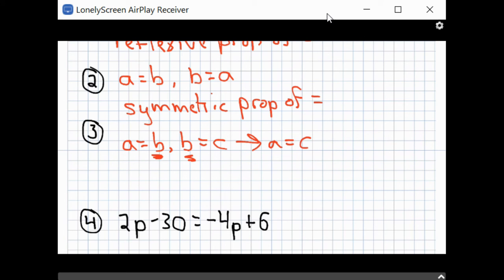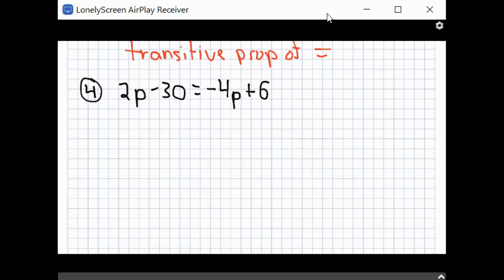That's what we're referring to as a bridge. The B provides a bridge between the two. We learned that's called the transitive property of equality. Okay, so just kind of a refresher through those 3 questions. And then number 4, here's an example.